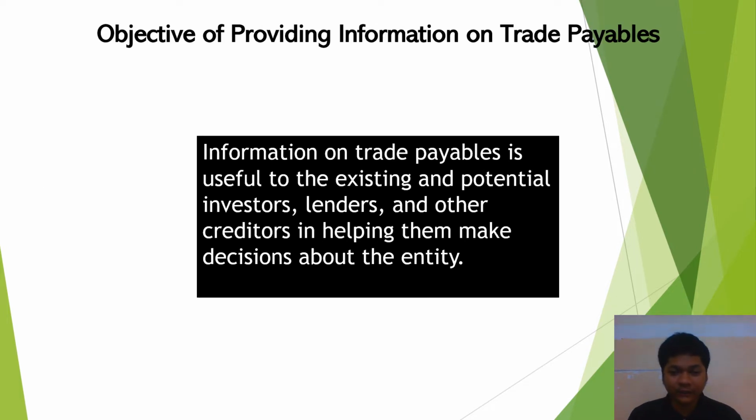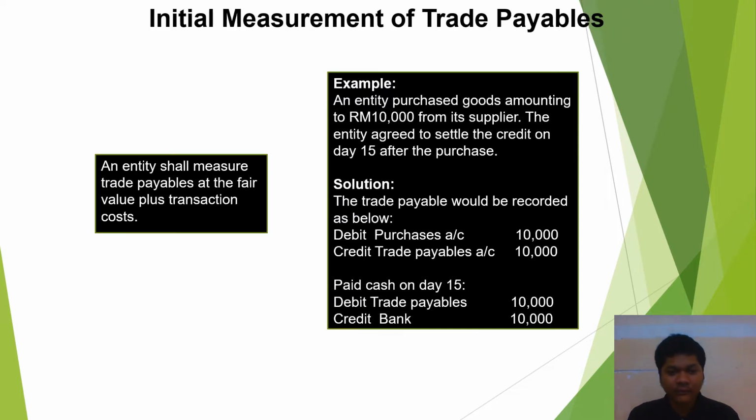Objective of providing information on trade payable. Information on trade payable is useful to existing and potential investors, lenders, and other creditors in helping them make decisions about the entity. Initial measurement of trade payable: an entity shall measure trade payable at the fair value plus transaction cost.